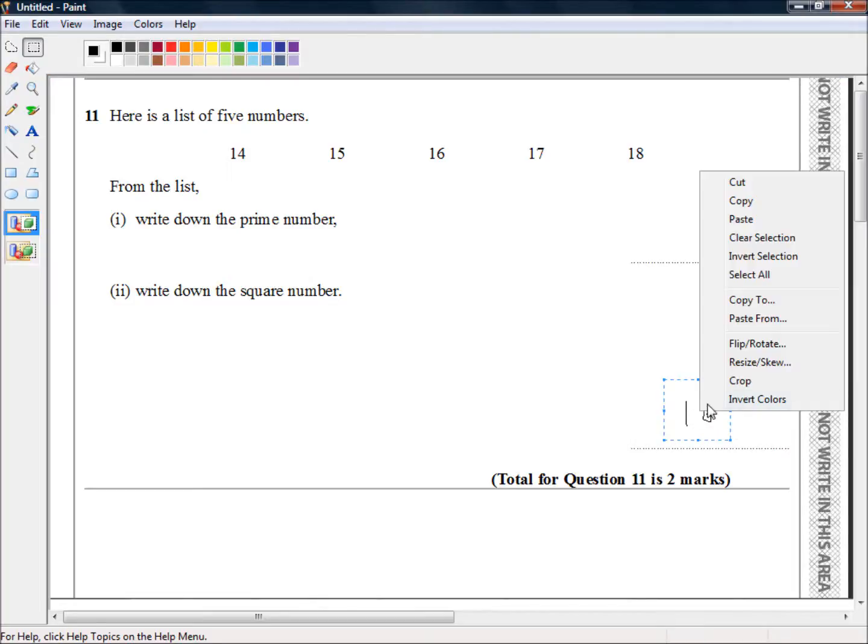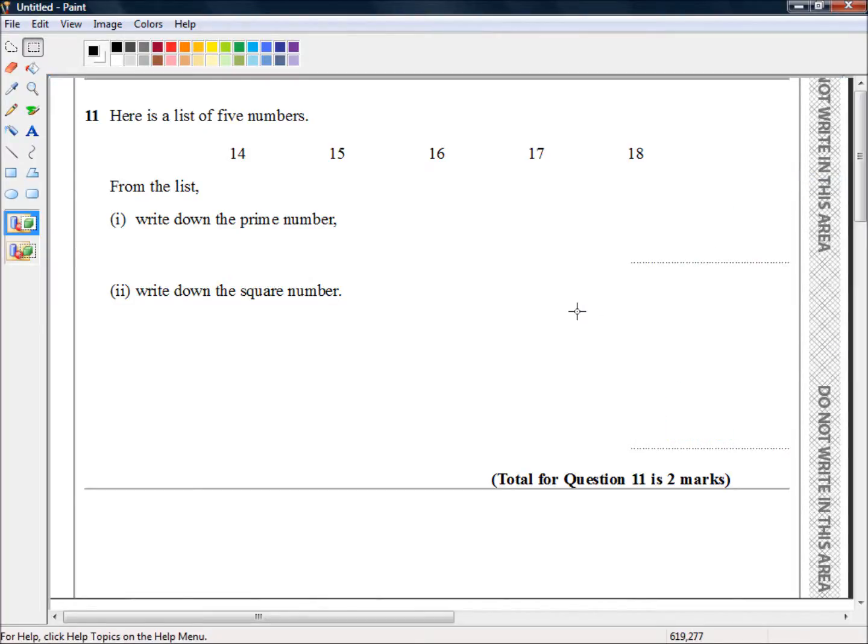However, don't panic if you haven't. If you haven't memorized your prime numbers and square numbers, you can still work it out if you just know your times tables. If you know your times tables and you know the definition of a prime number is a number that is only divisible by itself and 1. It has exactly 2 factors, itself and 1. So that means any even number bigger than 2 cannot possibly be a prime number.